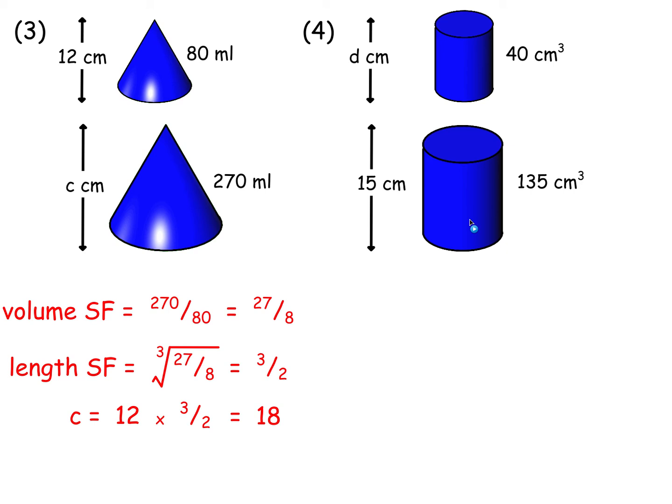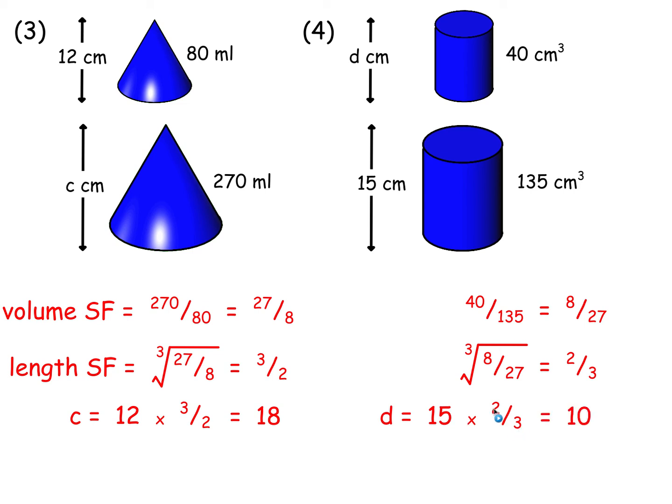And in this final example, volume scale factor is 40 over 135. Top divides by 5, bottom divides by 5, it simplifies to 8/27. So that's the volume scale factor, 8/27. Cube root that. Cube root of 8 is 2, cube root of 27 is 3. Length scale factor is 2/3. Apply the length scale factor to that 15. It's 15 times 2/3. Divide 15 by 3 and multiply by 2. That height is 10.